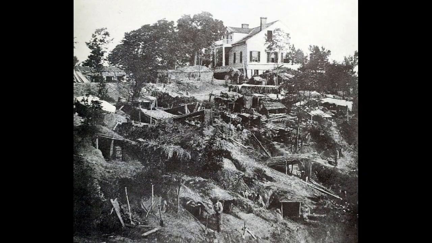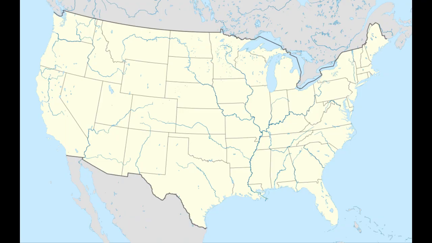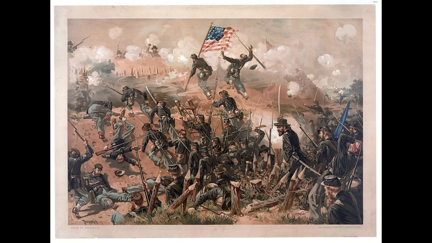9. John Brown's Raid on Harper's Ferry, 1859. A radical abolitionist tried to start a slave uprising by seizing a federal arsenal. Though it failed, it terrified the South and made war seem inevitable.